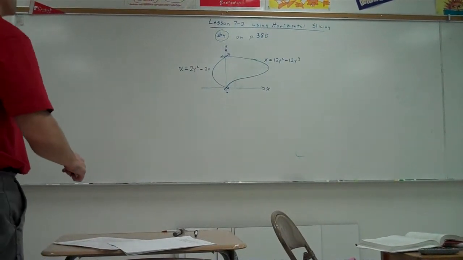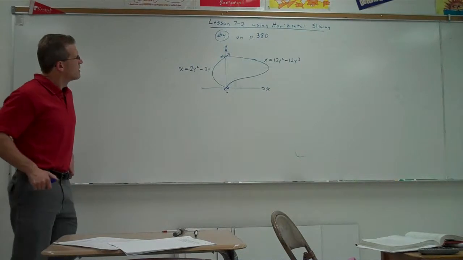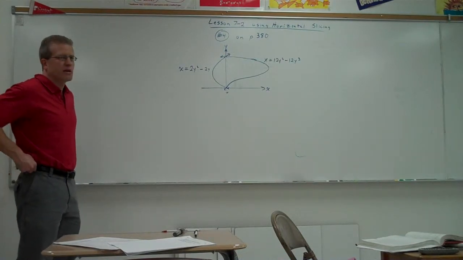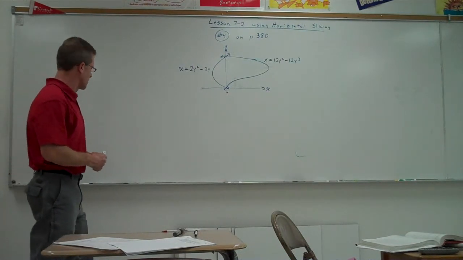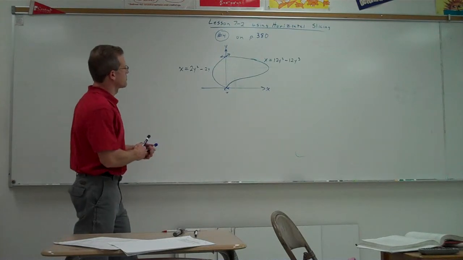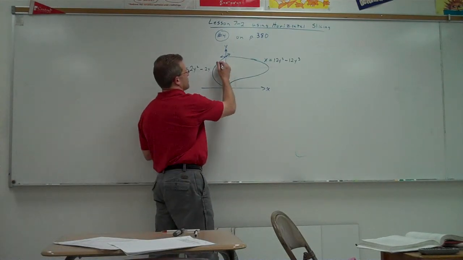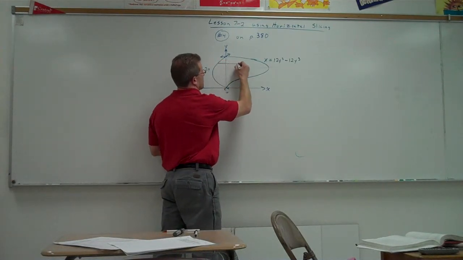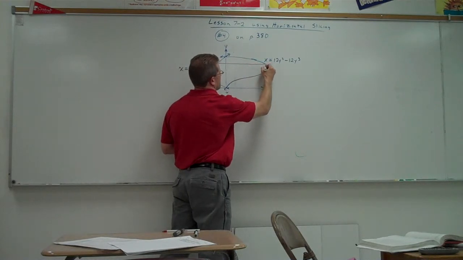This is lesson 7.2 using horizontal slicing. I'm going to show number 4 on page 380. And we're going to slice it horizontally, which means we're going to draw a rectangle so that the longer dimension is horizontal. Something like this.